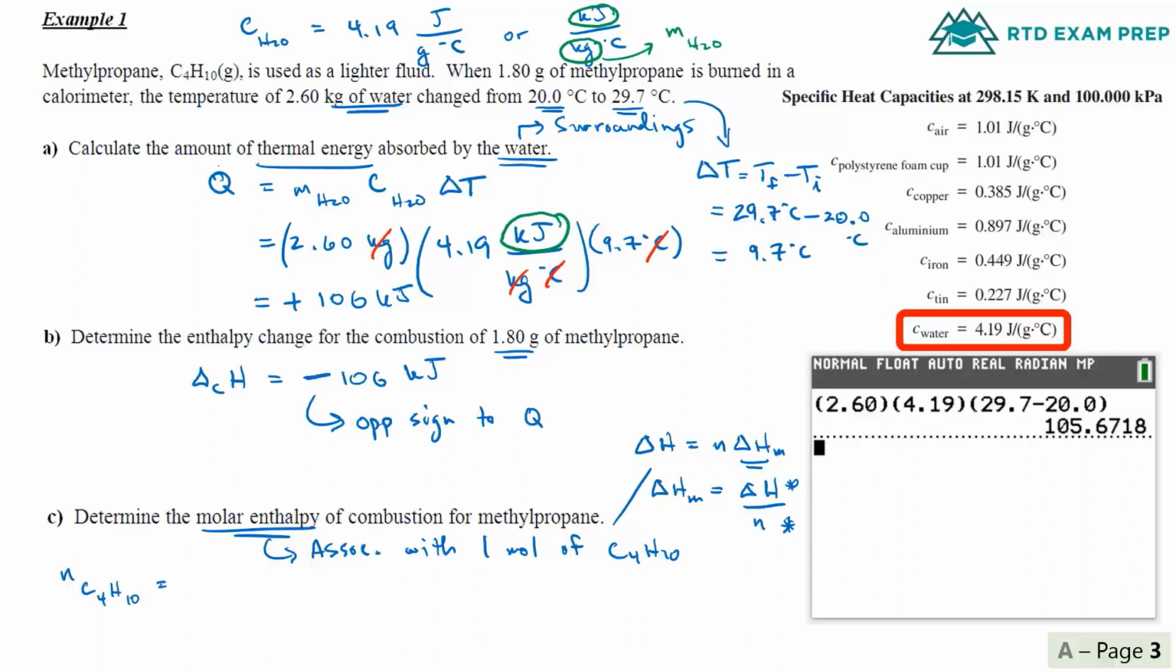is we would take the mass of our substance, in this case 1.80 grams, and we simply divide that by the molar mass of this substance, which is 58.14 grams. So we have 1 mole for every 58.14 grams. We're dividing the mass by the molar mass of that substance, and of course, the way we're showing it, these gram units will cancel, and it would give us this many moles of C4H10.